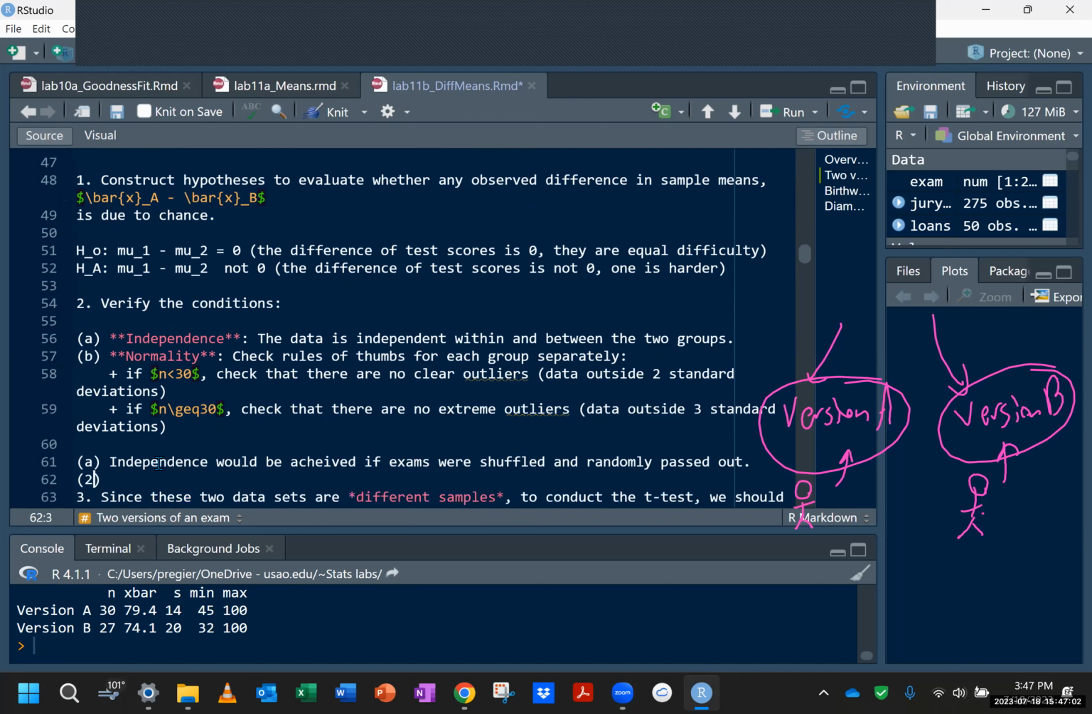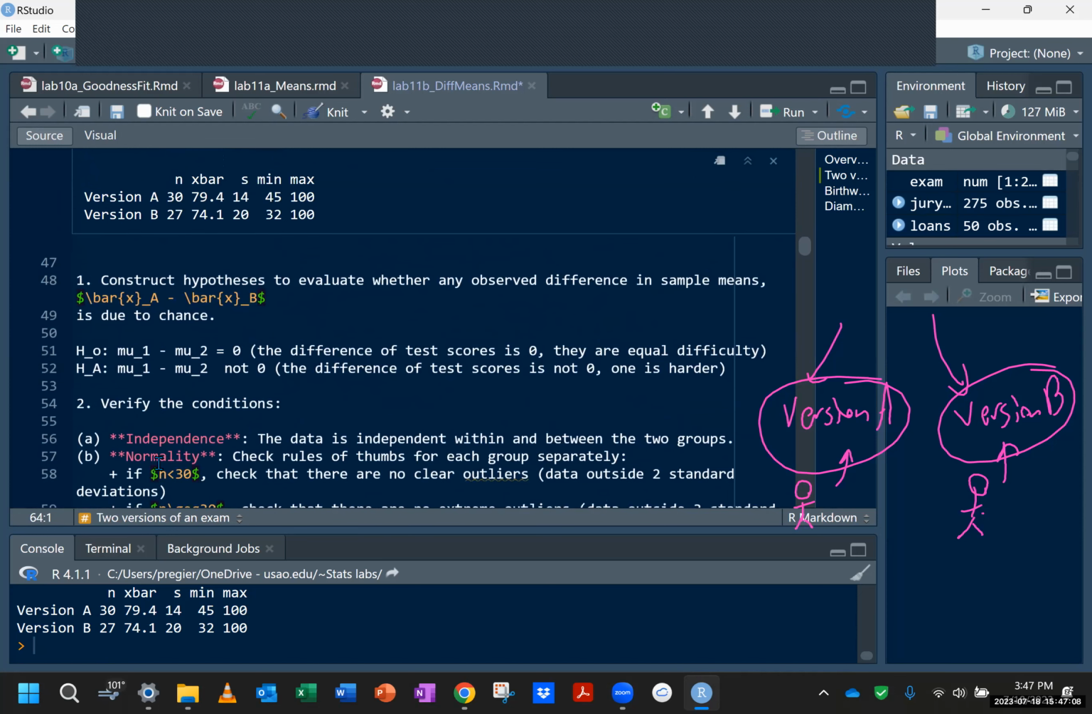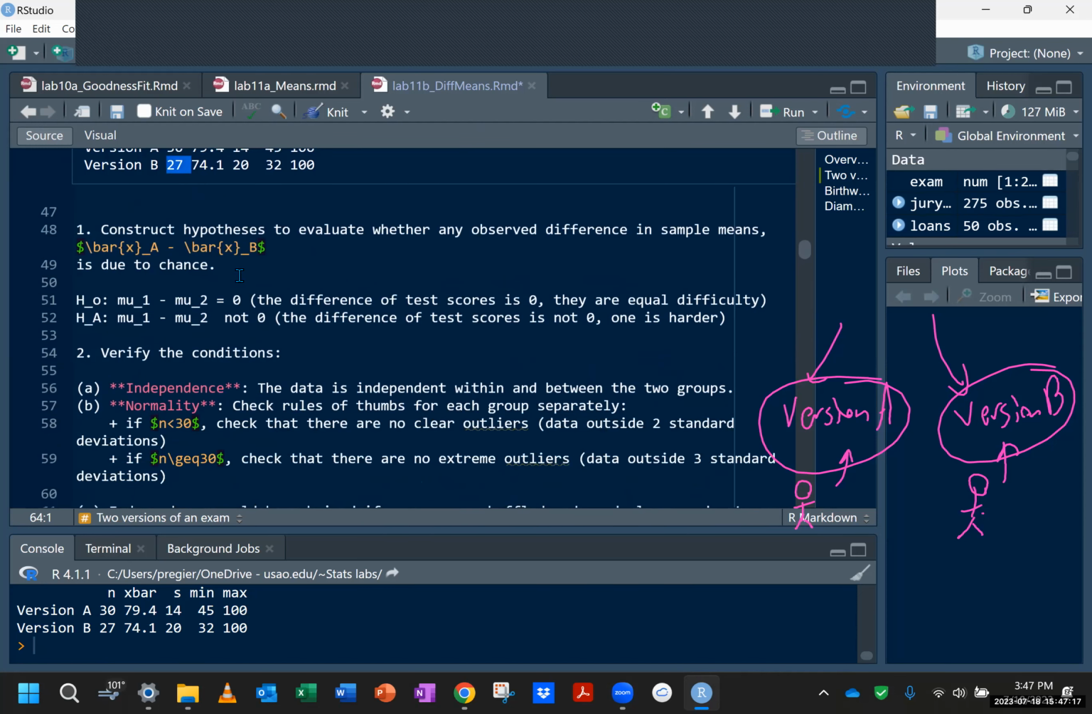So let's assume independence. Now let's check our normality. Is our sample size bigger than 30? Looks like for the first set, yes, it's bigger than 30. We're good there. The second set's kind of small. So let's look at that.